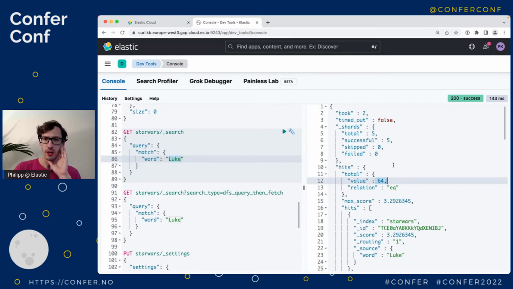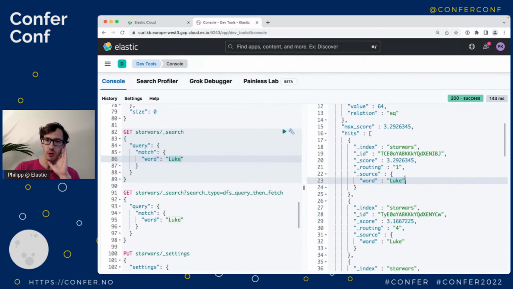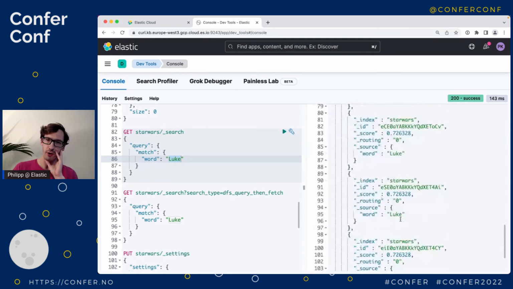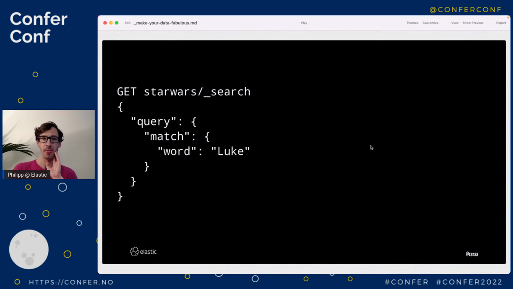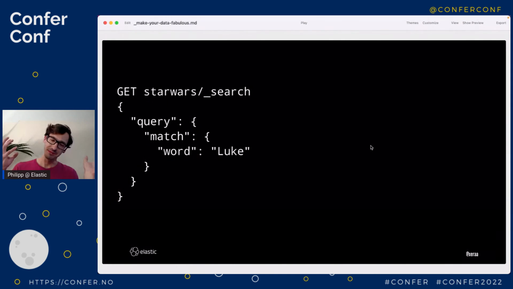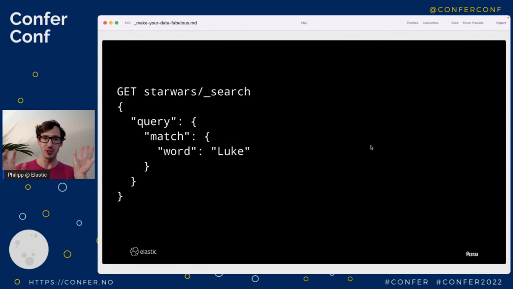This is good. But you can see this Luke here is very relevant, because the score is basically the relevancy. You can see this same Luke here is less relevant. And as I scroll down in my results, you can see these Lukes are much less relevant. Why could the same document be more or less relevant in my data set? That is, again, because it's a distributed system and there is a little shortcut that we're taking here.